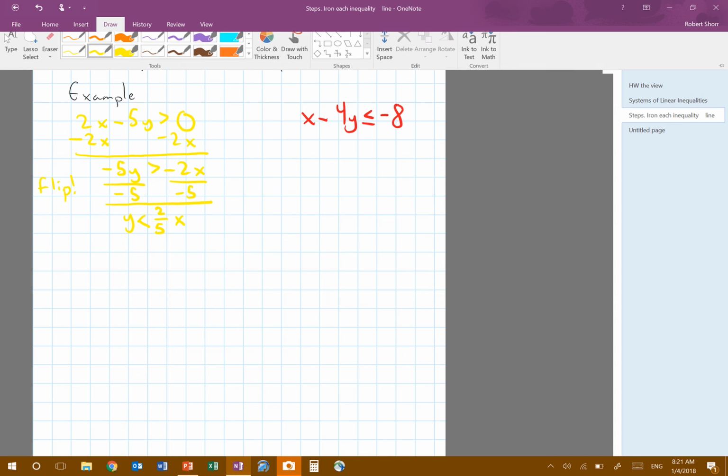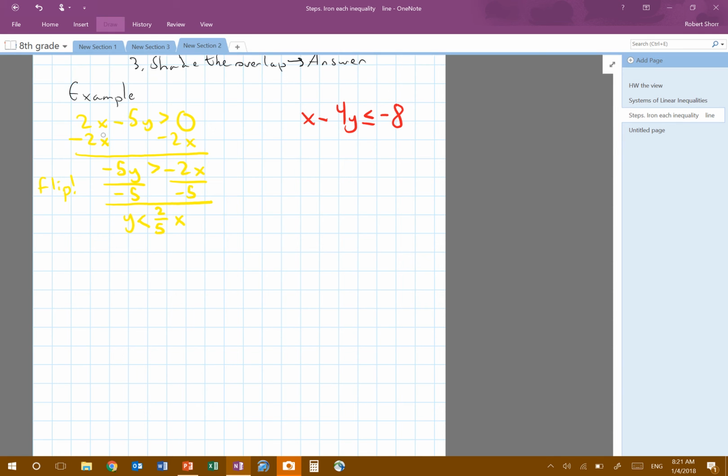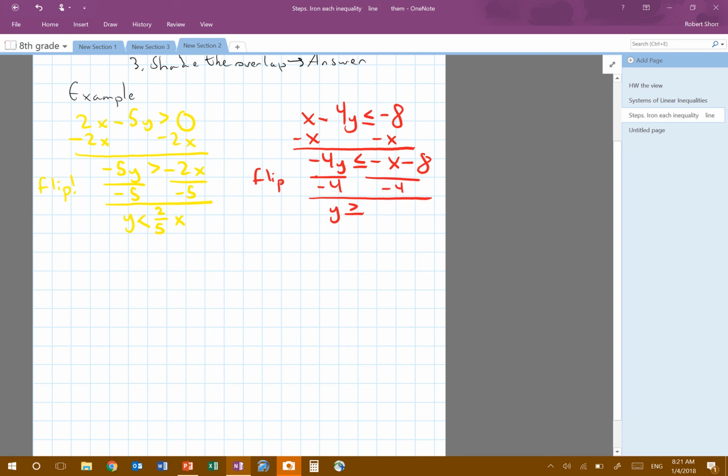Now, we will also do the red one. We want to subtract x from each side. We get negative 4y is less than or equal to, and we want our x term first so it can be an mx plus b, negative x minus 8. When I divide by negative 4, I also am going to need to flip because I'm dividing by negative. So it's greater than or equal to now.